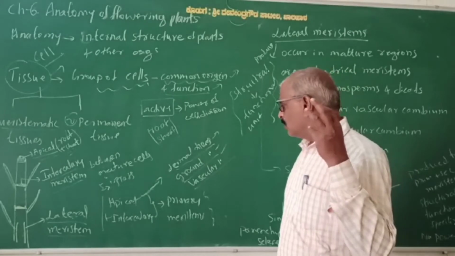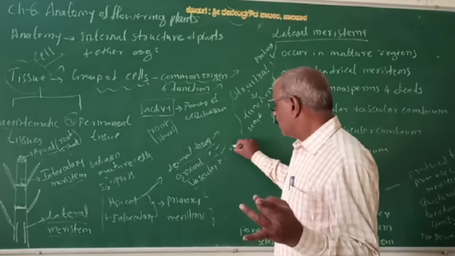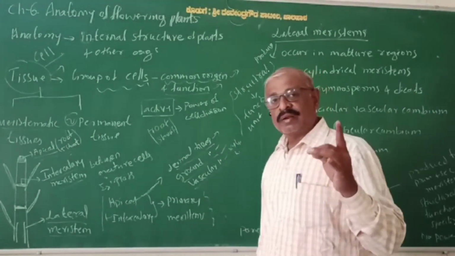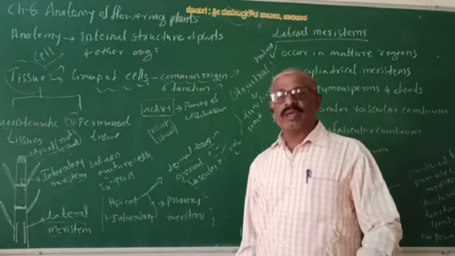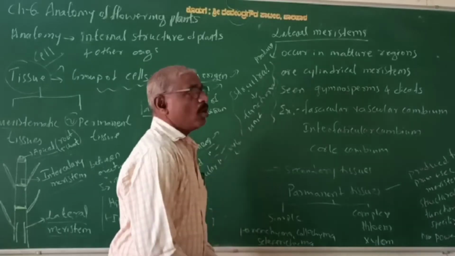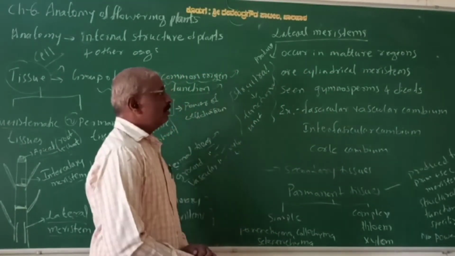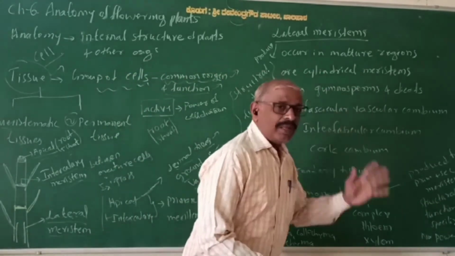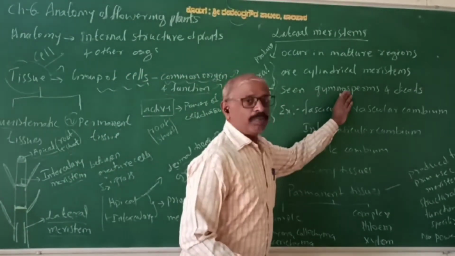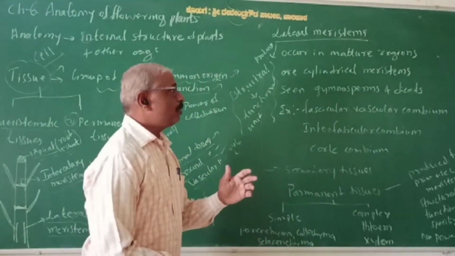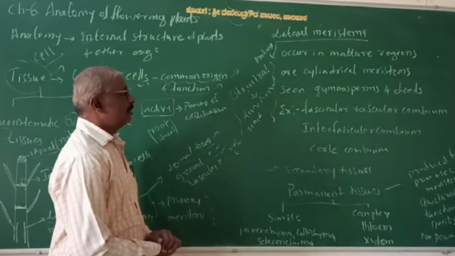Dermal tissues, ground tissues and the vascular tissues. For vascular tissues, just remember the xylem and phloem. Xylem, phloem, so those are generating from the apical meristems. Occur in mature regions. Mature regions ಅಲ್ಲಿ ಡೆವಲಪ್ಮೆಂಟ್ ಆಗ್ತಾ ಇರ್ತವೆ. These are cylindrical meristems. ಇವುಗಳನ್ನು cylindrical meristems ಅಂತ ನಾವು ಹೇಳ್ತಾ ಇದ್ದೀವಿ. Seen in the gymnosperms and the dicots. ಈ gymnosperms ಮತ್ತು dicots ಗಳಲ್ಲಿ ಈ lateral meristems ಗಳು ನಮಗೆ ಅವೈಲೇಬಲ್ ಆಗ್ತಾ ಇರ್ತವೆ.